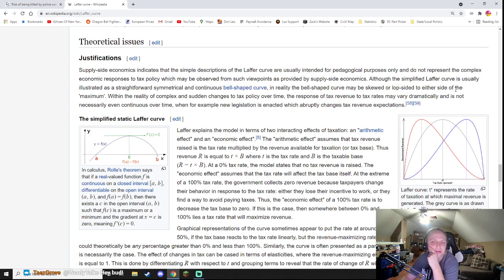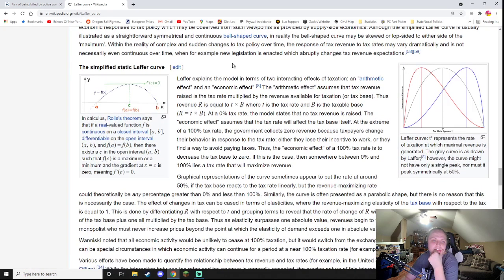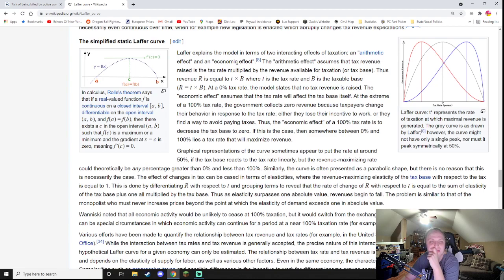Although the simplified Laffer Curve is usually illustrated as a straightforward, symmetrical, and continuous bell-shaped curve, in reality, the bell-shaped curve may be skewed or lopsided to either side of the maximum. Within the reality of complex and sudden changes to tax policy over time, the response of tax revenue to tax rates may vary dramatically. It's not necessarily even continuous over time. When, for example, new legislation is enacted, which abruptly changes the simplified static Laffer Curve, it explains the model in terms of two interacting effects of taxation, an arithmetic effect and an economic effect.